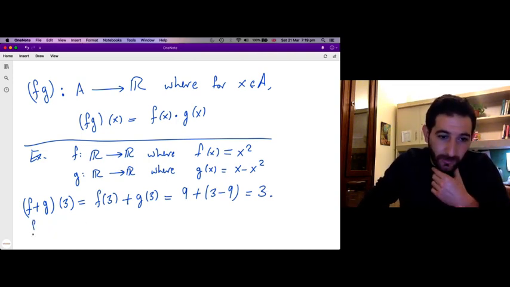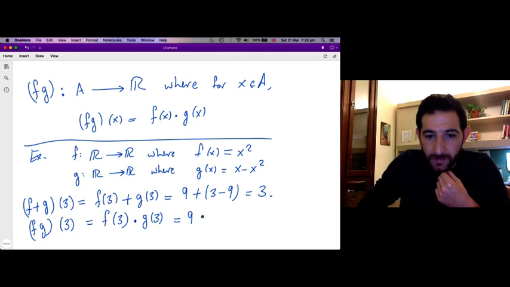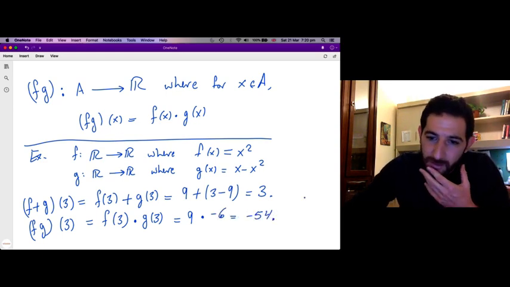Now f times g of 3, what is this? What is the image of 3 under this new function? This is the image of 3 under f times the image of 3 under g. So what's f of 3? Again, it is 9 multiplied by g of 3, which is 3 minus 9, minus 6, and this is minus 54.